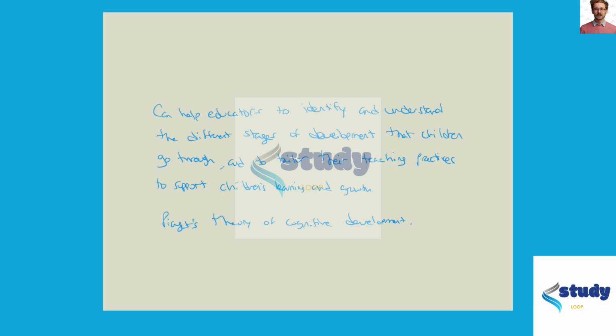additional support. For example, if an educator observes a child who's struggling with the concept of conservation, this is the understanding that an object's properties remain the same even when its appearance changes, they could use Piaget's theory to understand that this child is likely in the pre-operational stage of development, which is characterized by a limited understanding of conservation. With this knowledge, the educator could then develop teaching strategies that specifically target this area of development, like using concrete objects to demonstrate the concept of conservation, or providing repeated opportunities for the child to practice and reinforce this concept.